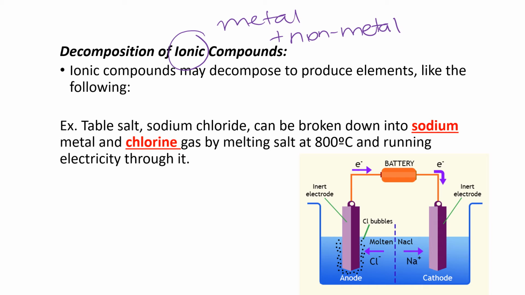So sodium chloride, we looked at the synthesis of it before. Now we're looking at the decomposition of it. It can be broken down into sodium metal and chlorine gas if you melt the salt at 800 degrees Celsius and then you run electricity through it. So a little bit more extreme than just dropping a piece of sodium metal into a flask full of chlorine gas, but it can still happen. So sodium chloride, NaCl, being broken down into two parts of sodium and one part of chlorine gas.